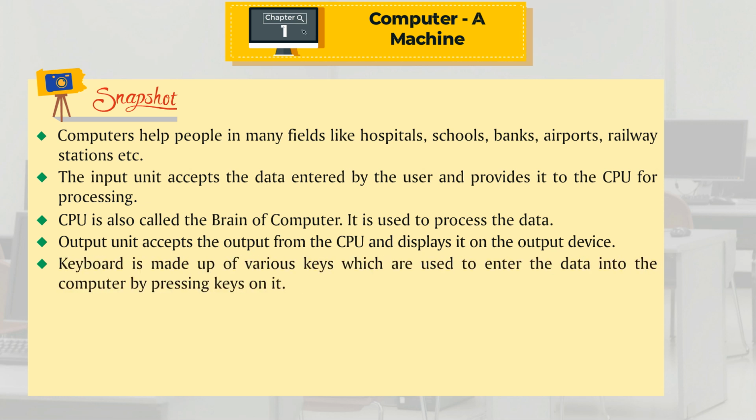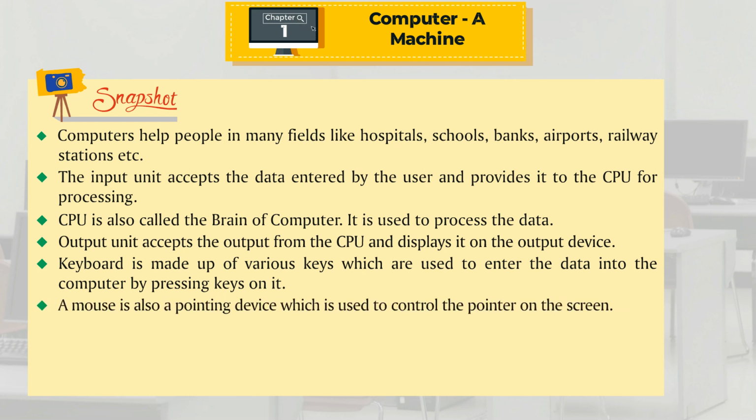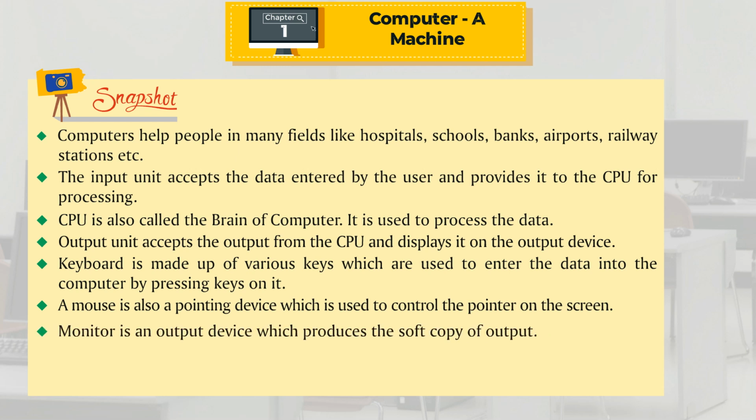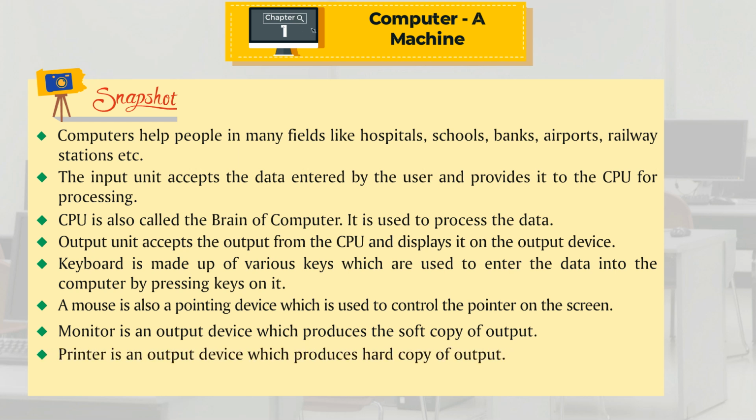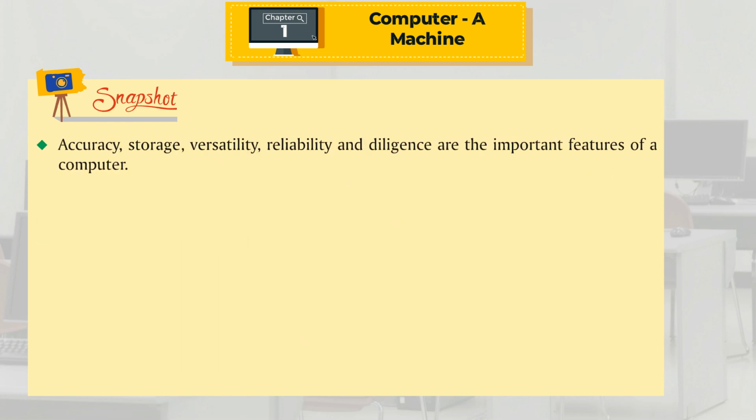Keyboard is made up of various keys which are used to enter the data into the computer by pressing keys on it. A mouse is also a pointing device which is used to control the pointer on the screen. Monitor is an output device which produces the soft copy of output. Printer is an output device which produces hard copy of output. Accuracy, storage, versatility, reliability, and diligence are the important features of a computer.